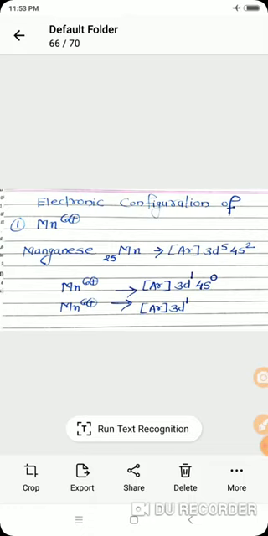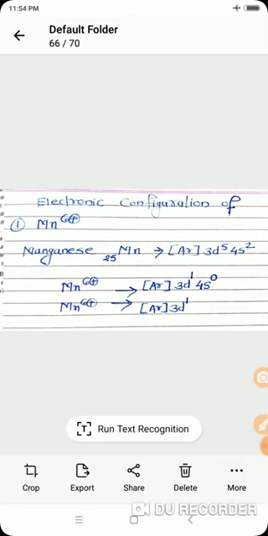So when 2 electrons are removed from the 4s orbital, 4 electrons remain, and we have to remove these 4 electrons from the 3d5 orbital, and 3d5 gets converted into 3d1. So when we remove the total 6 electrons from the 3d5 4s2 orbitals, finally we get the electronic configuration of Mn6+ ion, and that is, in square bracket, [Ar]3d1. So this is [Ar]3d1.